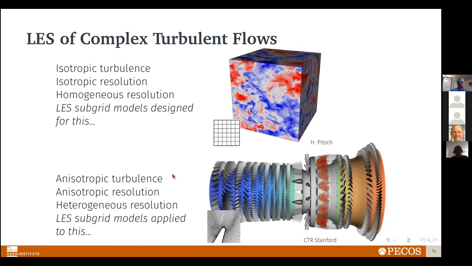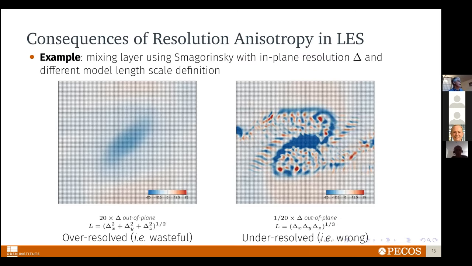And I guess we shouldn't be surprised that there are some problems that arise. Well, what are some of those problems? This is an example of doing that. This is the roll-up of a turbulent mixing layer computed with LES, except that the resolution in the plane orthogonal to the view here is either much coarser in this case than what's shown, or much finer as in this case.